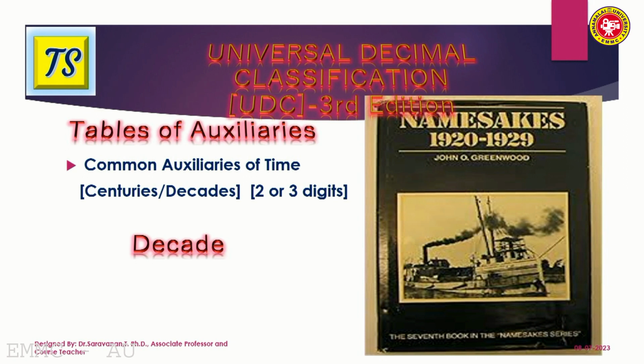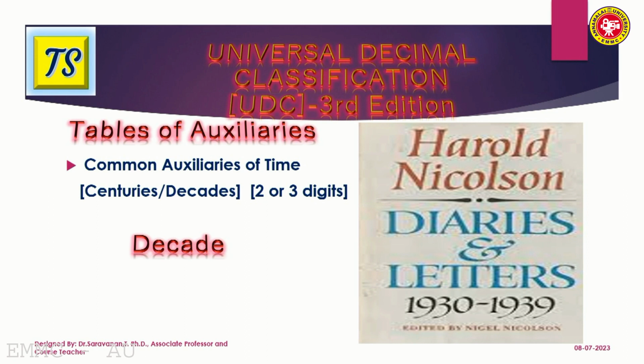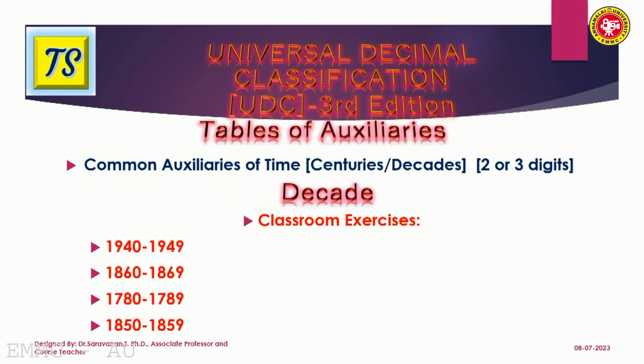Some classroom practices, the real time, are shown here. Namesakes, 1920 to 1929. Take your notebook and transfer it into the decade format. Diaries and letters, 1930 to 1939, another real-time example. Some additional exercises are also provided here, 1940 to 49, 1960 to 69 and so on. Carefully transfer it into the notational system and finalize your numbers.